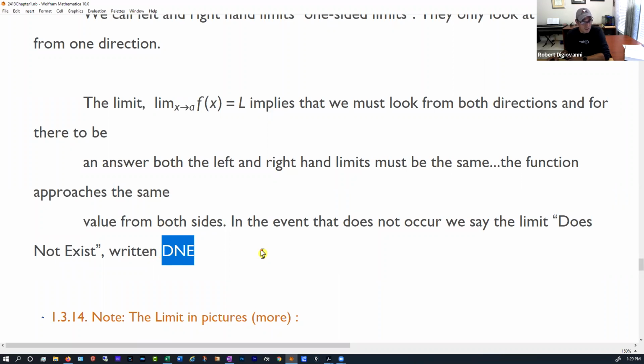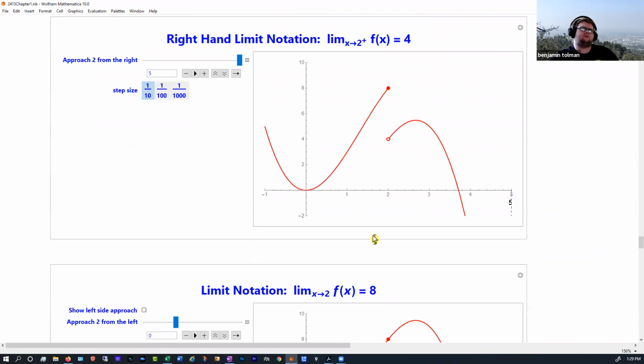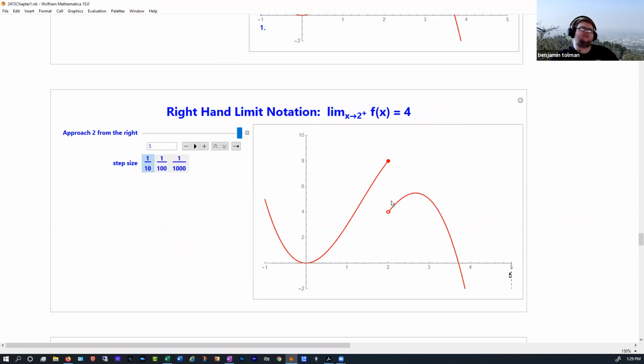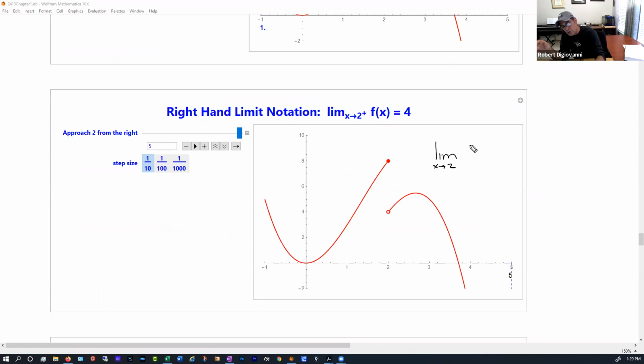DNE, does not exist. Would that apply to that one problem we had earlier? Which one? The piecewise function, yeah. This right here. Okay, very good, Benjamin. So on this problem, if I asked you, Benjamin, for the limit as x approaches 2 of this function, that means you have to check both sides. You check from the left, it's headed to 8. You check from the right, it's headed to 4. Those are different places, so you would tell me that this limit does not exist.